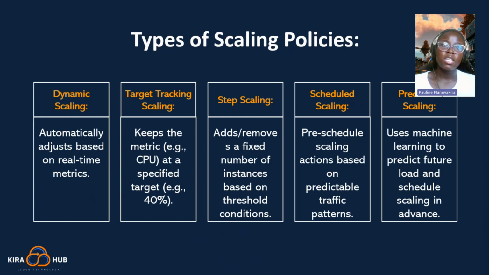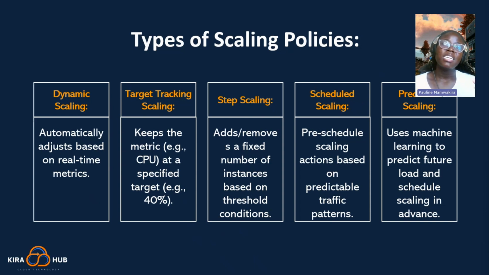And then we have scheduled scaling, very easy. We want to pre-schedule scaling actions based on predictable traffic. So it's like predicting when to prepare for a busy night. If you know Fridays at 7 p.m. will be busy, you can pre-schedule more cooks in advance. Similarly, in auto-scaling, you can prepare your instances to handle expected traffic patterns, like scaling up before a peak period, like a holiday sale or any special event.